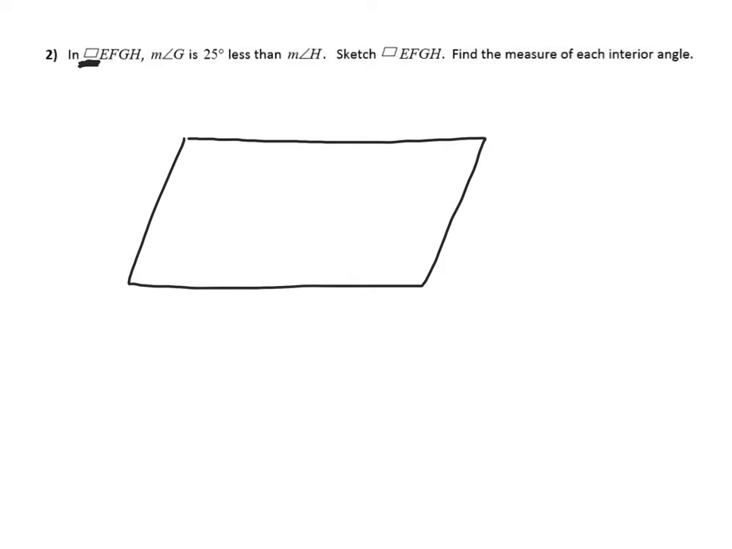Now for number 2, it looks like they're using that symbol for parallelogram. So I can sketch out a parallelogram down here. And I want to make sure I label it in this order. So E is right next to F. So I can either put F here or down here. All right, it doesn't matter where you put it as long as it's not in this third spot down here.